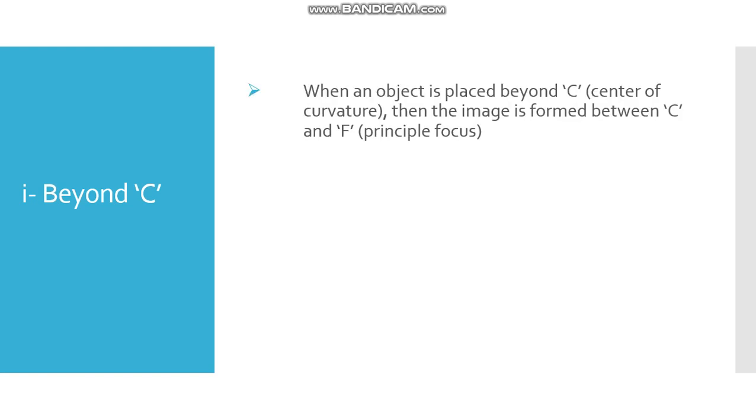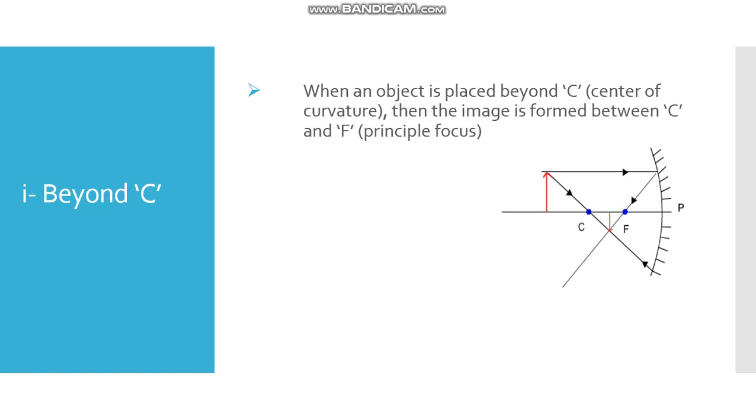So first, beyond C. As I have said, beyond C means before C. When an object is placed beyond C, the center of curvature, then the image is formed between C and F. Here is the ray diagram. Here you can see easily that this is our object, this is our principal axis, this is the pole, this is the principal focus, and this is the center of curvature.